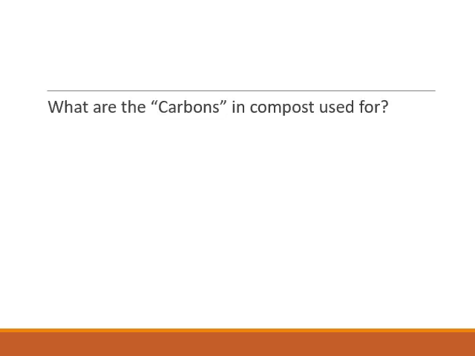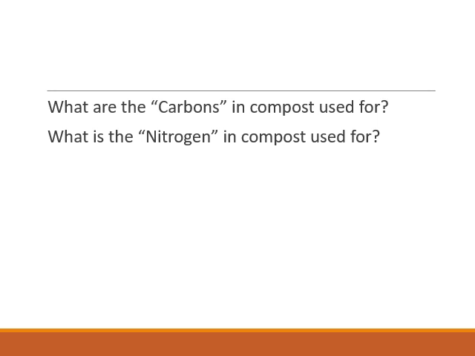What's next? What are the carbons in compost used for? Carbons are basically carbohydrates. They're fuel. Think about what we do: potatoes, rice, I don't know, unless you're on the Atkins diet, then you're getting your carbon from connective tissue or something. What is nitrogen for? It's used for making protein. Protein is an important component of living organisms. Without protein, we don't have life.